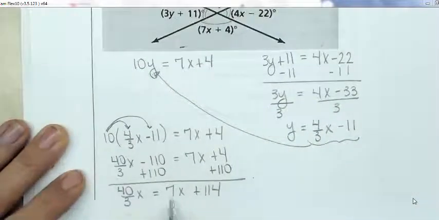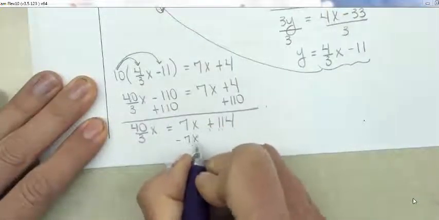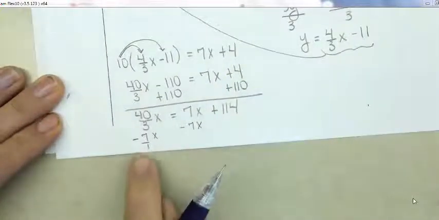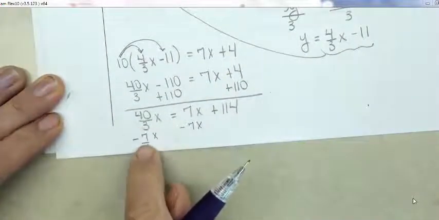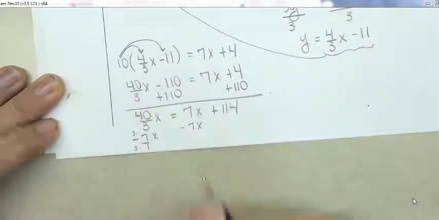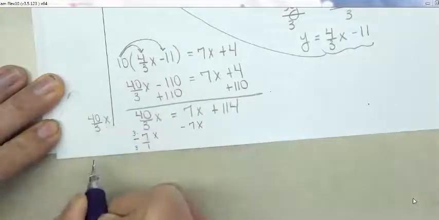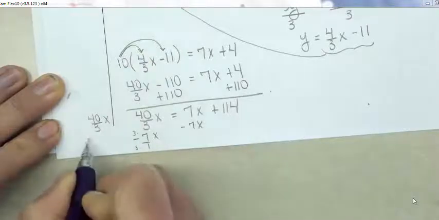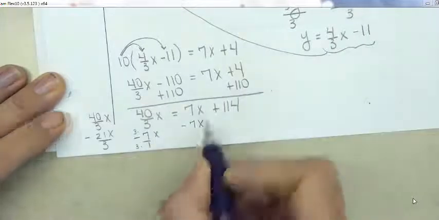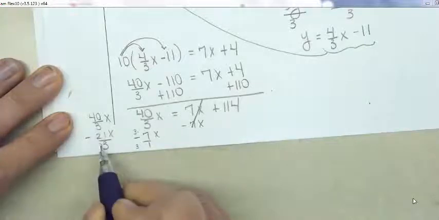Now I'll subtract this 7x over to this side. Now, that's the same as 7 over 1x, right? So I can get a common denominator here of 3. I'm going to just multiply this one by 3 on top and bottom. So what I really have is 40 over 3x. Oops, and I've subtracted that. That's negative 21x over 3. Okay, so on this side, the 7x's go away. I'm going to subtract here.